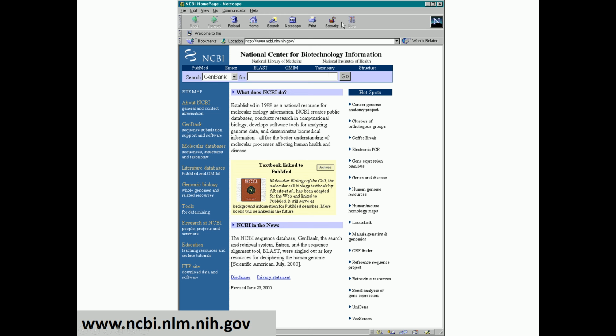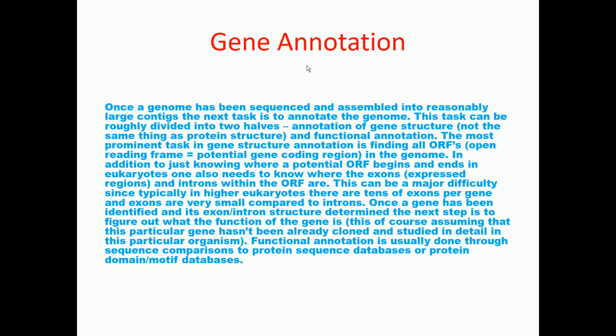So we will basically be working on this resource, the National Center for Biotechnology Information. This is American. Okay, after the DNA sequence is done, as I explained with Sanger's method, the next job is to do the annotations. Basically, there are two kinds of annotations. It can be structural, or it can be functional.